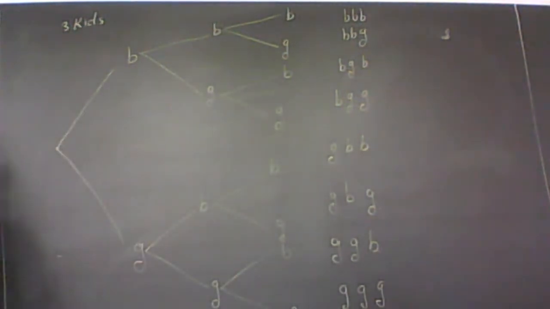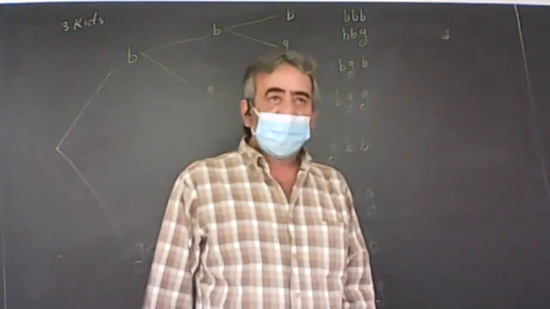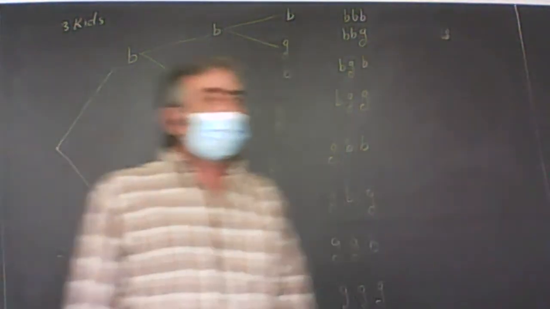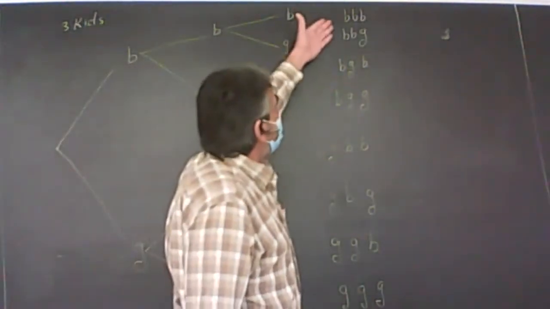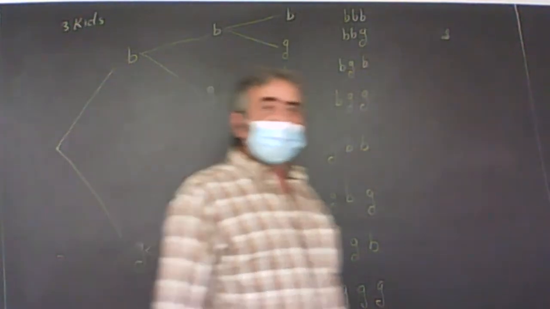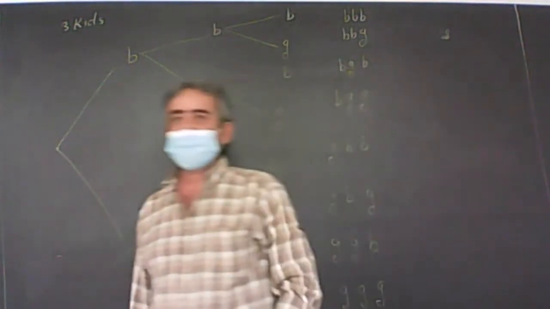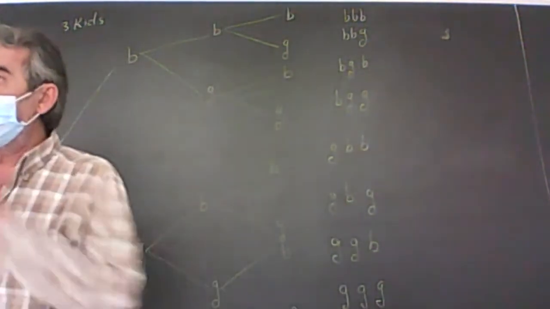So even though we're only looking at three kids, how many possible outcomes could they have? We have 1, 2, 3, 4, 5, 6, 7, 8 possible outcomes. So my sample space is 8.